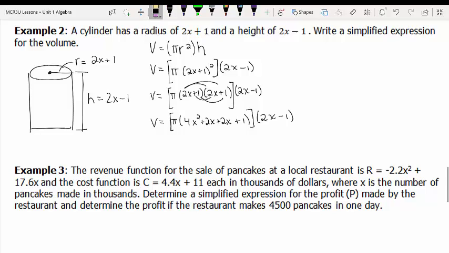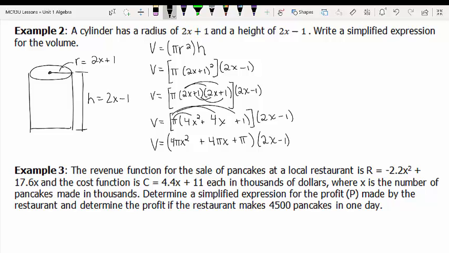Okay, now we can combine our like terms. So 2x plus 2x is really just 4x. Now let's distribute the pi amongst everything inside the brackets. So now we have pi times 4x squared, which is 4 pi x squared, plus 4 pi x plus pi, and that's all multiplied by the height.